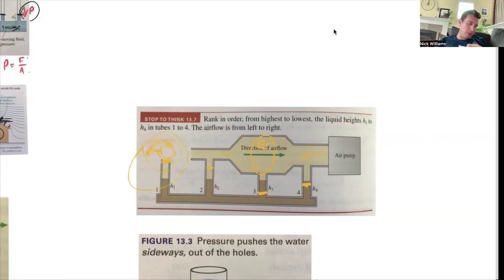So this will be my fastest liquid heights. So heights is based on pressure. So it's going to be H2 has the fastest. That's going to be greater than H4, which is greater than H3. And then finally, H1 has no pressure on it, no additional speed. So it's going to be the lowest. That'll be greater than H1. So that no additional pressure means that it has the lowest height.